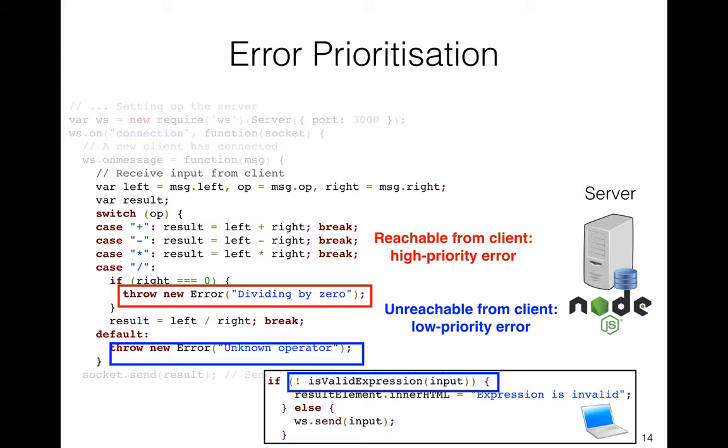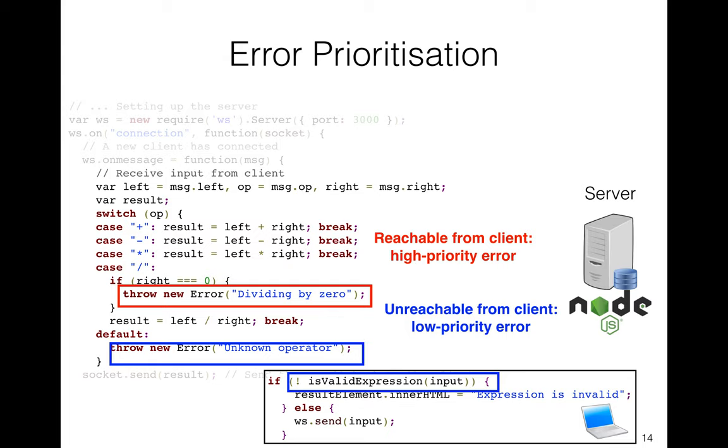So if you go back to the server code, an intra-process tester would have tested the server separately while ignoring the client. This means that the intra-process tester would have to mock the message handler in order to fully explore the code. This has an important disadvantage, because it means that an intra-process tester cannot distinguish between both server errors. The division by zero error is reachable from the client, but the unknown operator exception is not reachable from this particular client, because the client filters out invalid expressions.